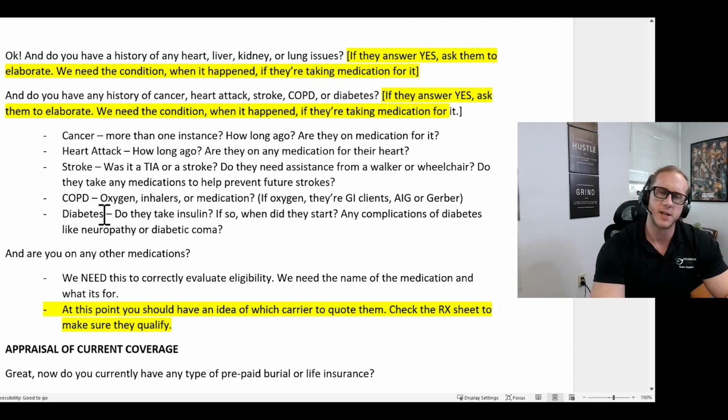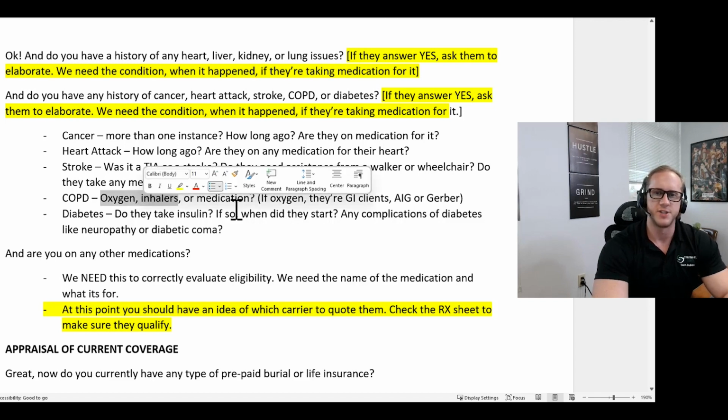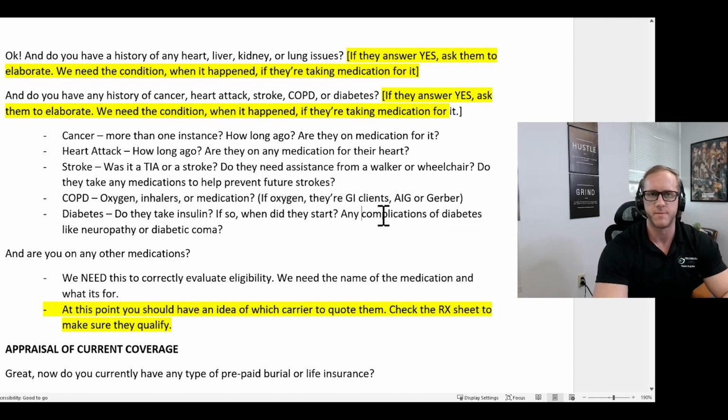If you don't know what those medical conditions are, Google them, look them up. It'll help you understand exactly what you're talking about with your clients. And there are some guaranteed knockout questions, like if they're on oxygen, then they're going to go guaranteed issue for the most part, from my experience. And ask these questions to make sure that you have the proper underwriting.